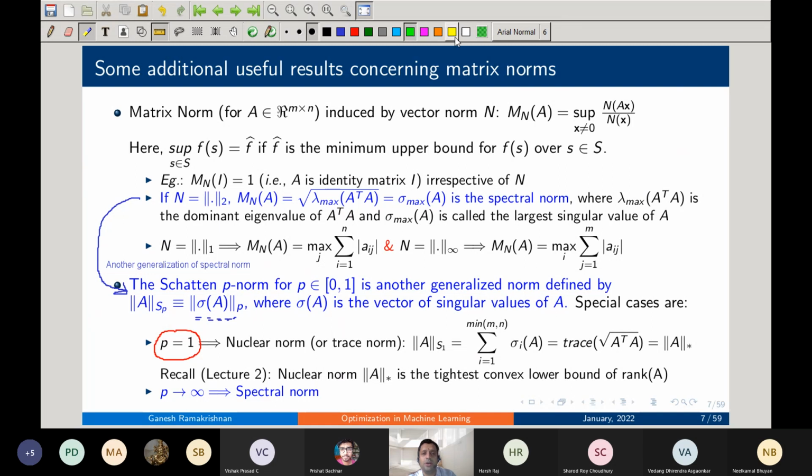So I would like you to maybe understand what happens, for example, if p is infinity. p equals 1 is clear, is exactly this. But if p equals infinity, you get what? You get exactly the spectral norm, the maximum singular value. That's exactly what we have shown here. It should be straightforward for you to associate. So give some thought to this. This is, as I said, another generalization of spectral norm.